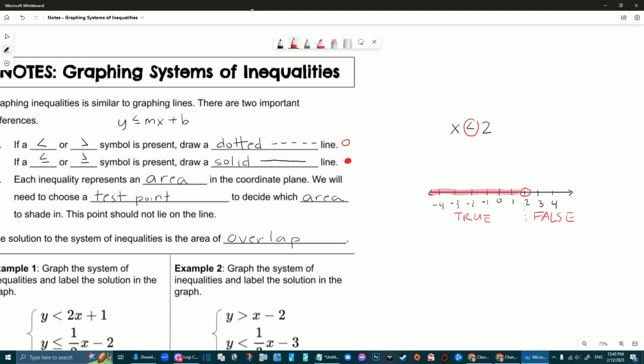We're doing the same thing with inequalities, except instead of half the number line being shaded in, now it's half the coordinate plane. In our next video, we're going to take a look at how that translates in a couple of examples. So if you have questions on what you just saw, please let me know.